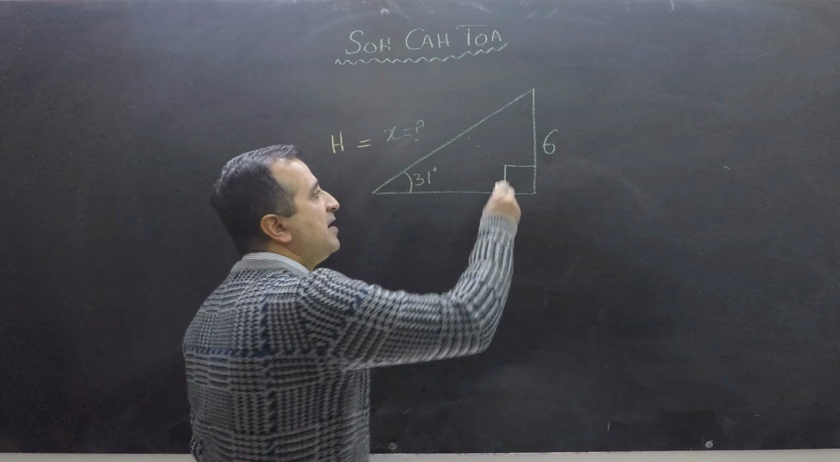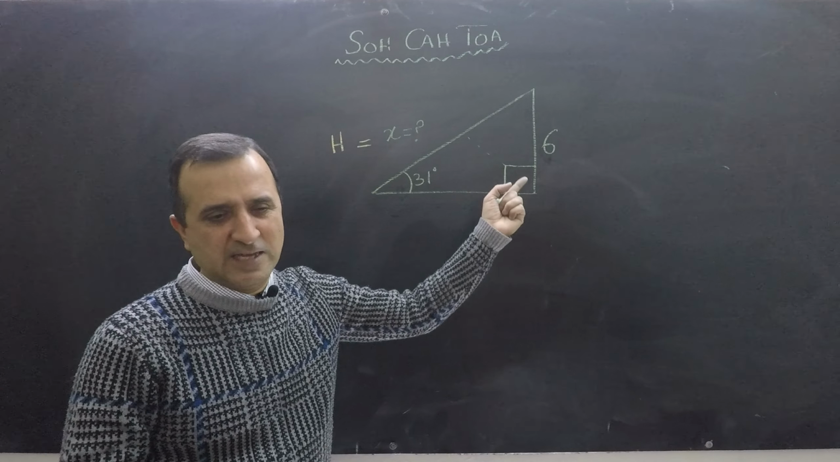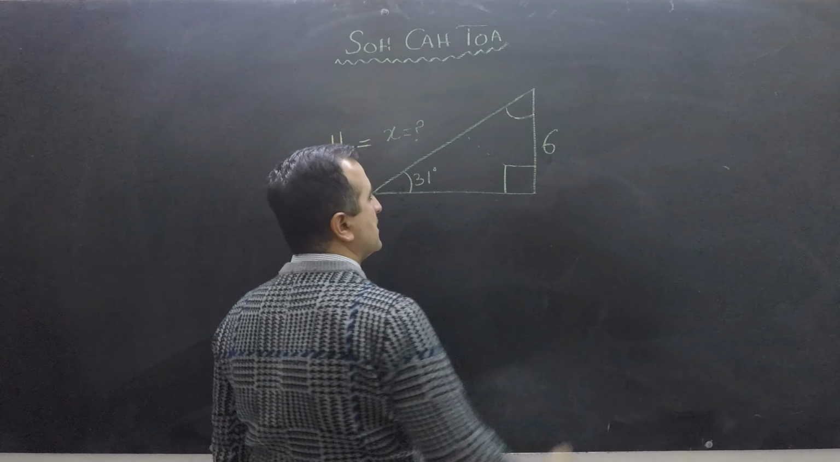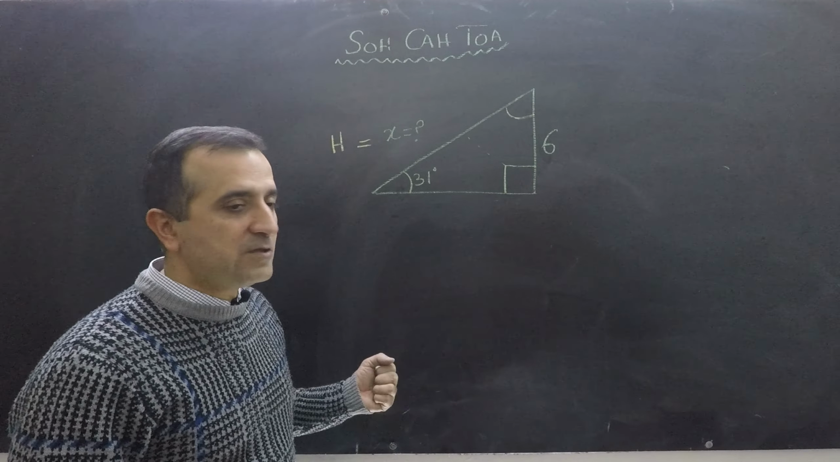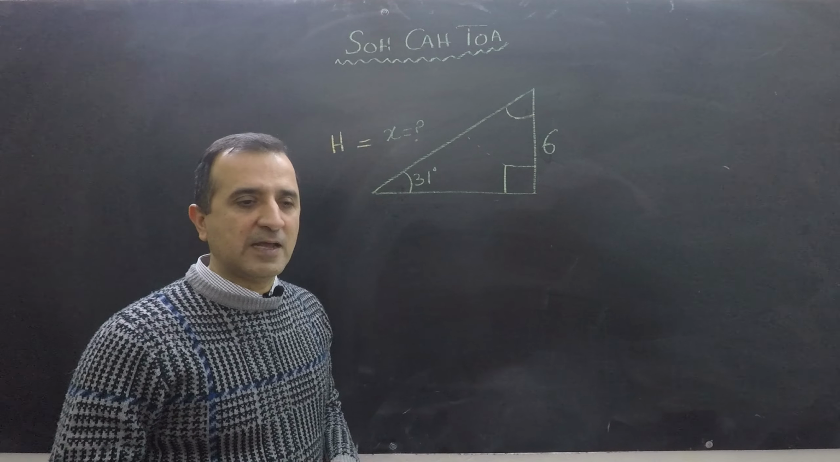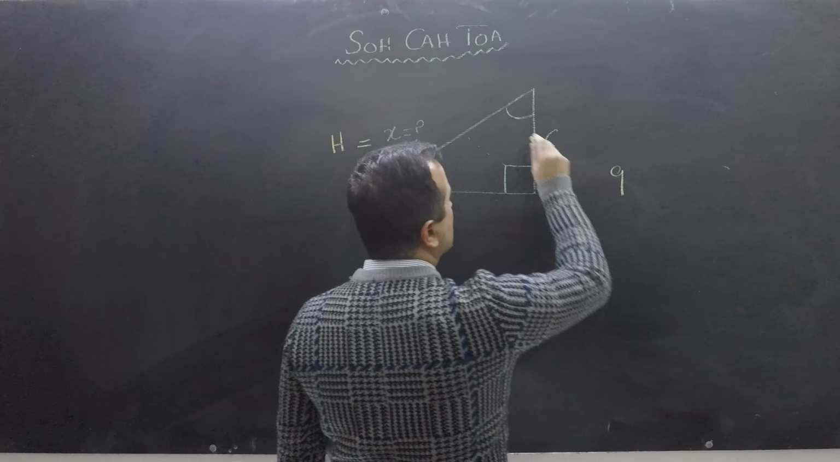And how can we find, let's say I don't want to choose this 31, I want to choose this one just for the sake of fun. So I say this is my theta. But first I have to know the theta, because then I can use theta. The good thing is that in triangles, there is one rule that the sum of all the angles is equal to 180.